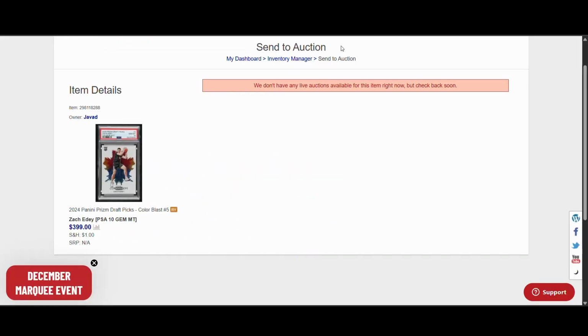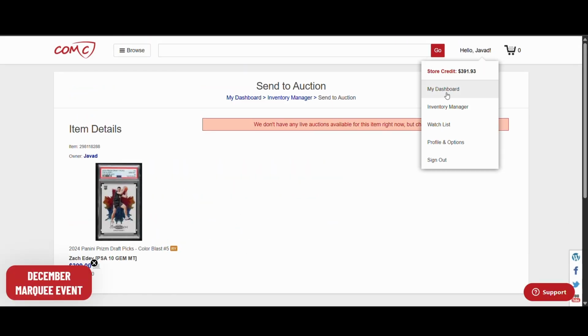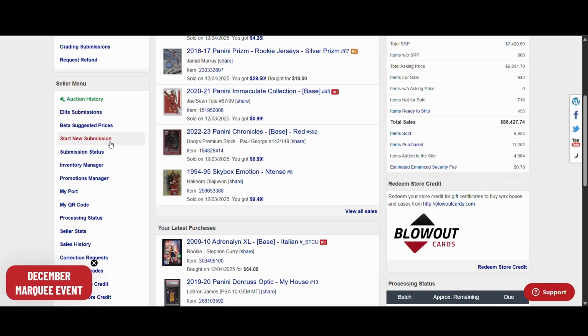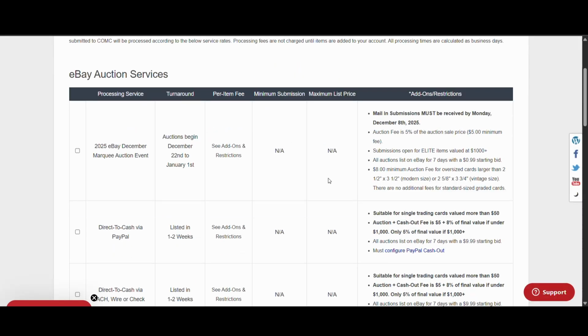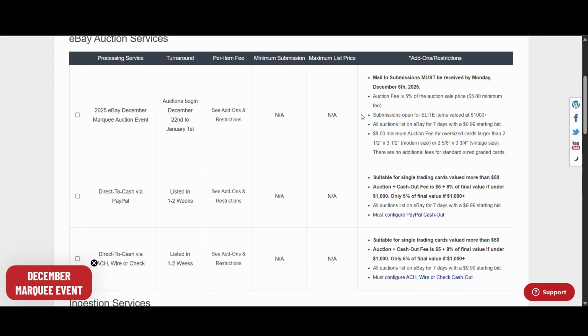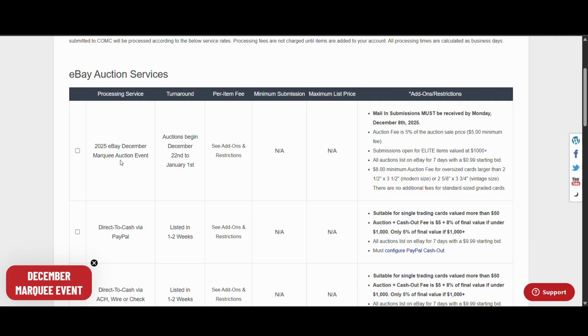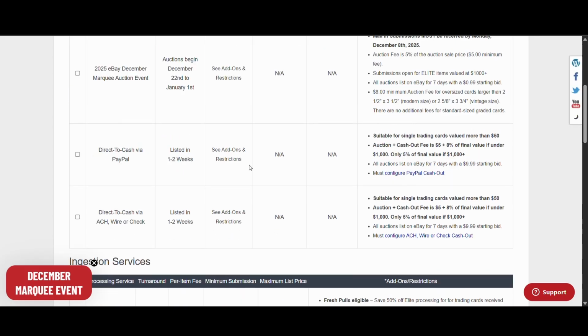Here, maybe this is a way I can do it. Let's say I wanted to go to start a new submission. Can I block this out? All right, so you can see if you're going to do a new submission, you can send cards in directly. Like here's this marquee auction event. You have to send it in. It has to be received by this date, which is like, I couldn't send it in time. But you can do direct cash auctions, and this will be listed.